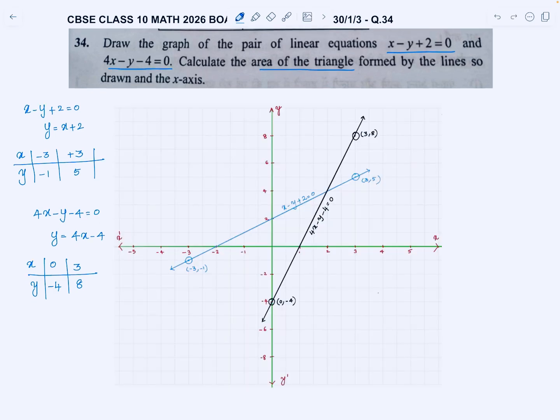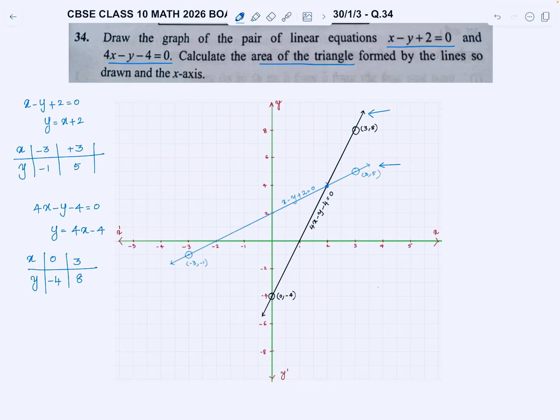After plotting, the graph looks like this. The blue color line indicates x minus y plus 2 equal to 0, this line, and the black line indicates 4x minus y minus 4 equal to 0. Now these two lines intersect at a point, that is 2 comma 4. Calculate the area of the triangle so formed. So this is the region for which we have to calculate the area.